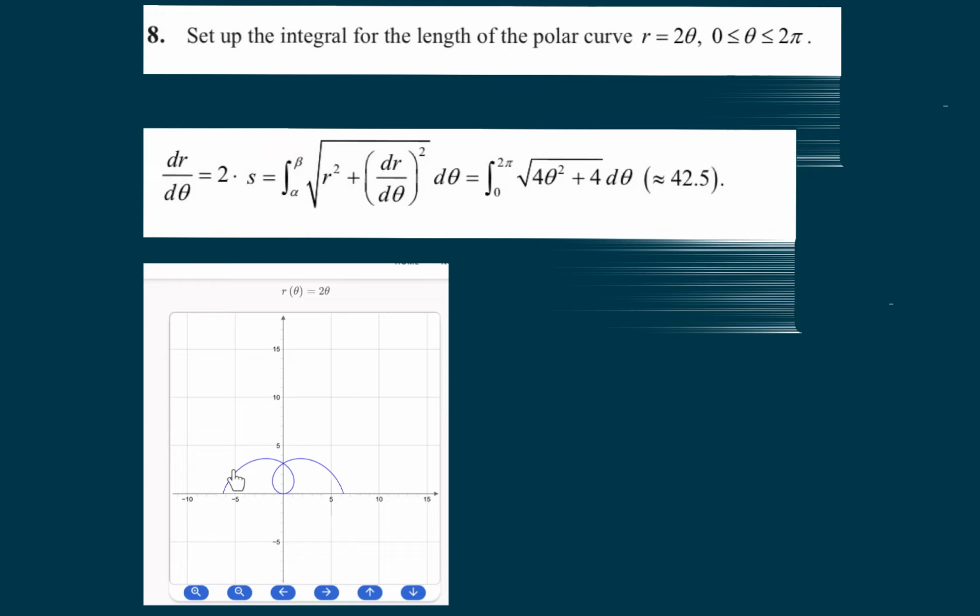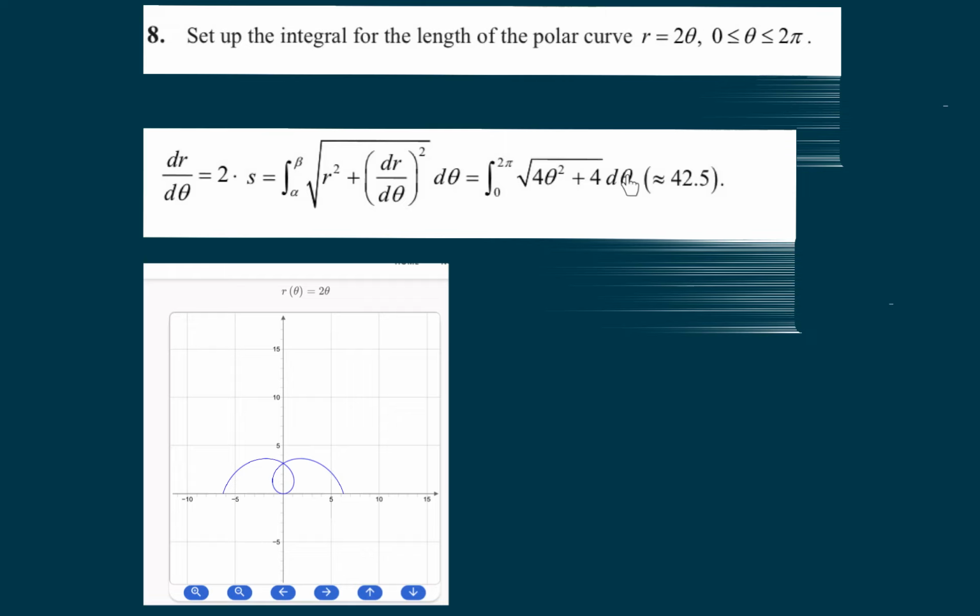If you walk here, how many meters will you walk around this curve? It's not a circle, it's the graph r of theta equal to theta, and theta varies from 0 to 2 pi. So we plug in numbers. The formula is the square root of r squared plus the derivative of r with respect to theta squared, d theta. So we need to do the integral from 0 to 2 pi.